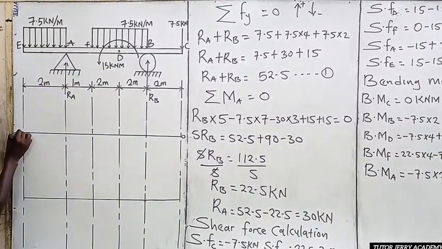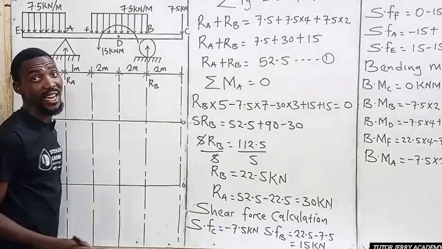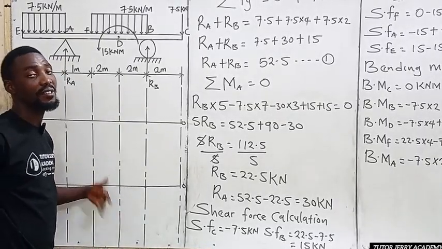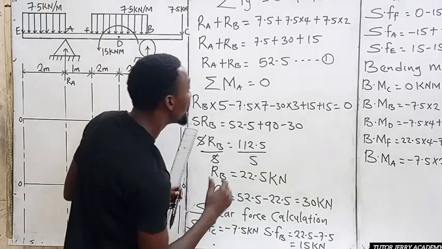All right. So here are our reference lines. The first one is the reference line for our shear force, while this other one is the reference line for our bending moment. All right. So now let's start with the shear force.